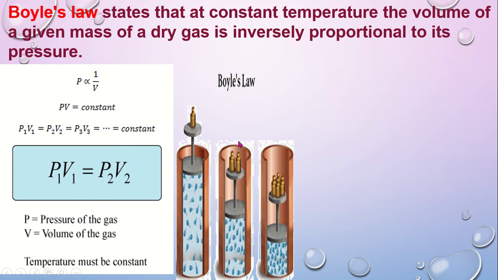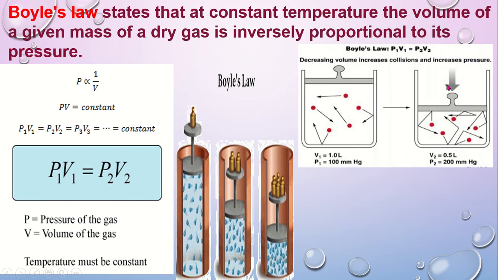So what can be understood from here? That means pressure is inversely proportional to volume. Look here, the initial volume was 1 liter and the pressure applied was 100 millimeter of mercury. Here pressure becomes 200, so the volume will decrease and become half of the previous one. So it represents what? P1 V1 equal to P2 V2.